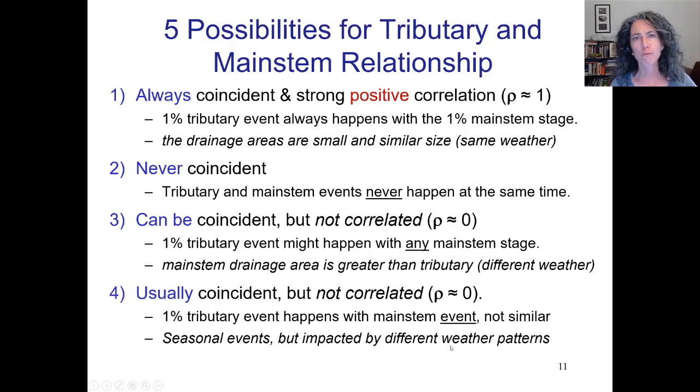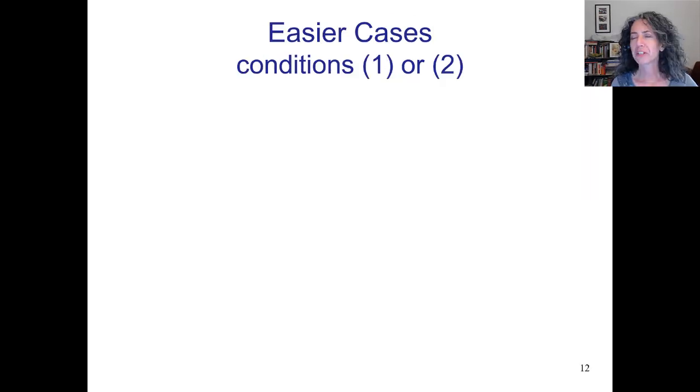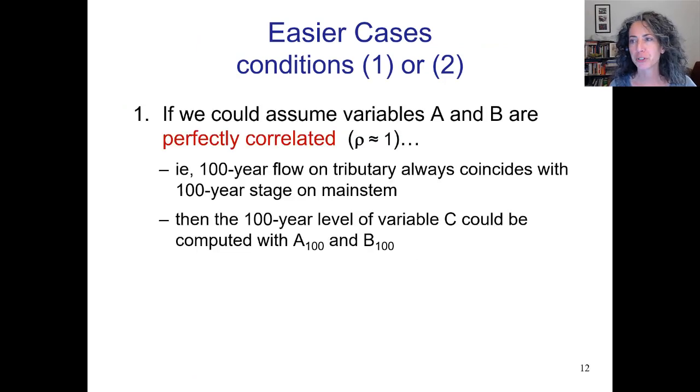Right. Number 4 is usually coincident but not correlated. So we're seeing events at the same time on A and on B, but the magnitudes aren't correlated, right? So the 1% tributary event can happen with a main stem event, but not a similar likelihood, right? And finally, we have usually coincident but correlated, right? The correlation isn't either perfect or 0, right? That's our hardest case. Right, so conditions 1 and 2 are much easier situations, right?